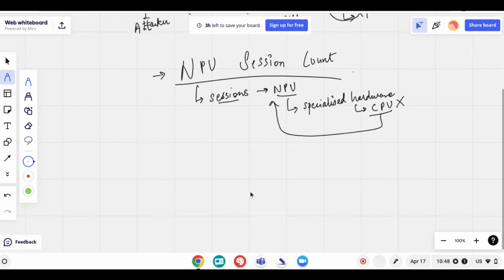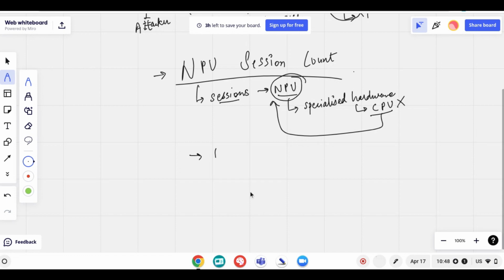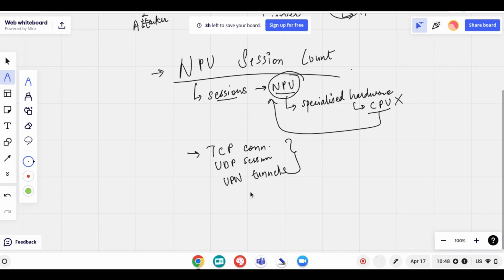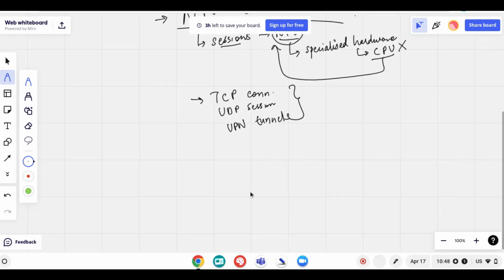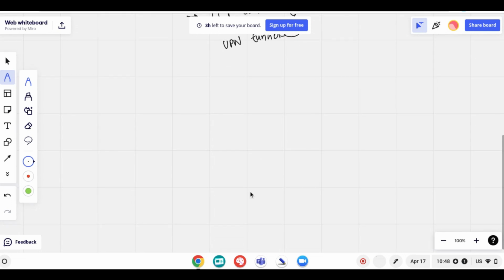Now you must be thinking, what are the types of tasks that can be handled by the NPU using NPU session count? Okay, so sessions such as TCP connections, then UDP sessions, VPN tunnel sessions, all these types of sessions are handled by the NPU rather than going to the CPU. And the most important function is that it is designed to perform network related tasks more efficiently and quickly than the main CPU, because it helps load balancing the tasks as well.